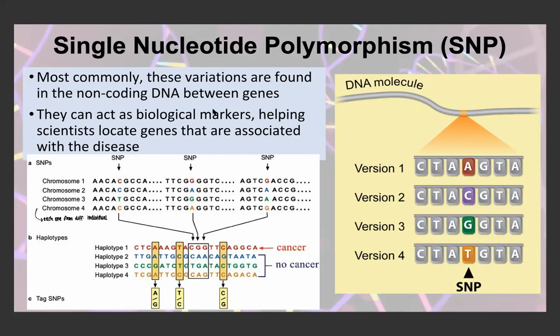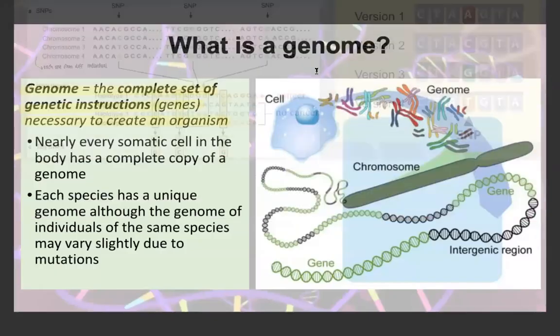These SNPs can act as biological markers which help scientists locate genes that are associated with disease. And they also show different population groups from different areas, because often population groups will have the same SNPs, which means then you can see that people have occurred in the same area. For example, like Northern Europe, Southern Africa, Western Australia, whatever. People from those areas will have the same SNPs.